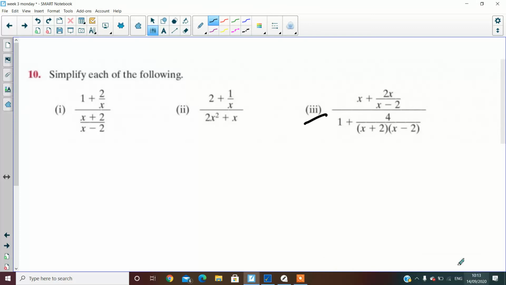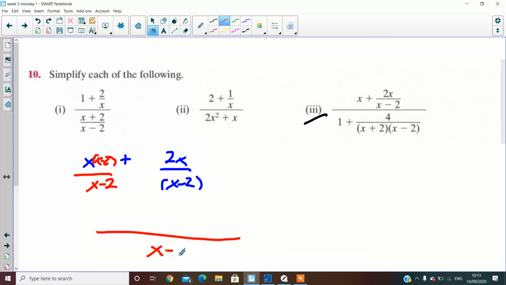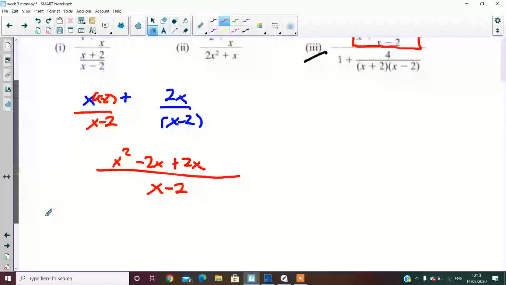Okay, so here's what we're going to do. Start off with the top part, the numerator. And what we say here is, oh, this one hasn't got an x minus 2, so I'll give it an x minus 2 top and bottom. And then the common denominator is now x minus 2. Multiply this out and we get x squared minus 2x plus 2x. The numerator is the red part, okay? And then what we should get is x squared over x minus 2. Did anybody get that for the numerator?